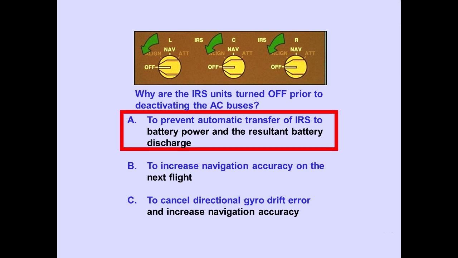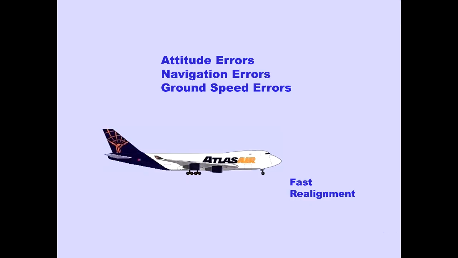Answer A is correct. To remove the accumulated IRS attitude, navigation, and ground speed errors, a fast realignment mode is available. This mode is available only when the airplane is parked.